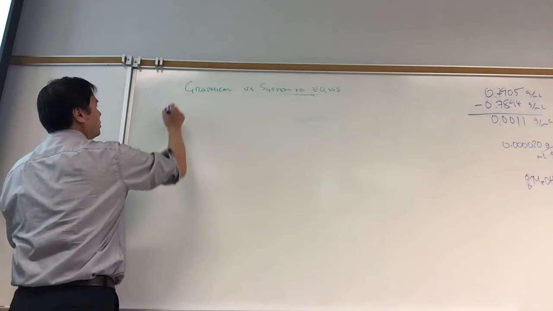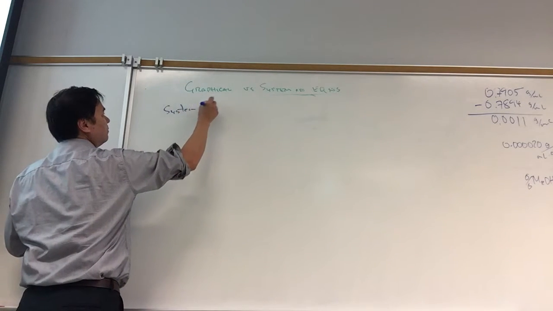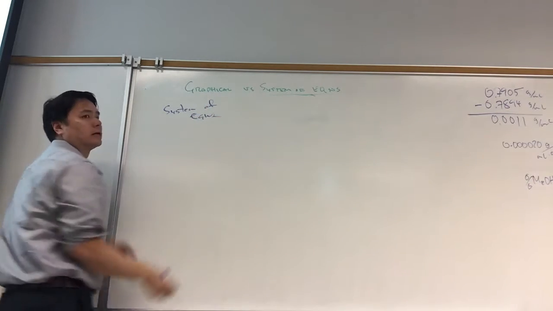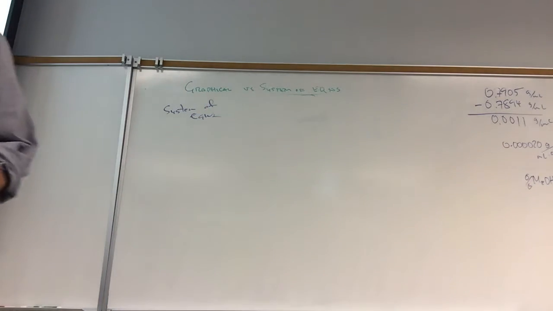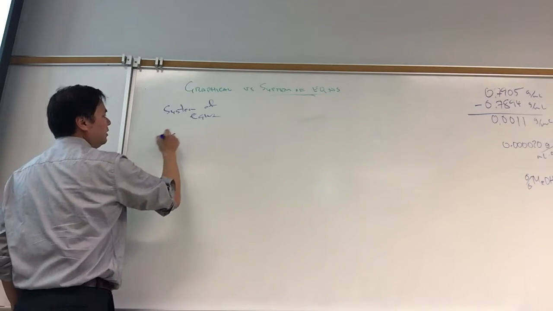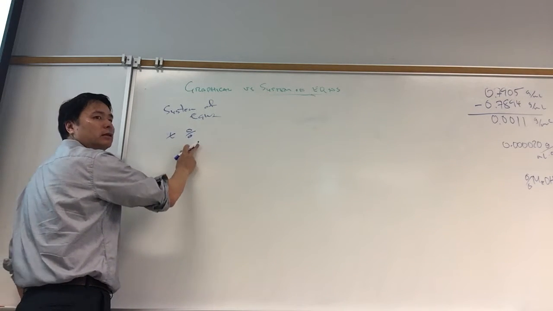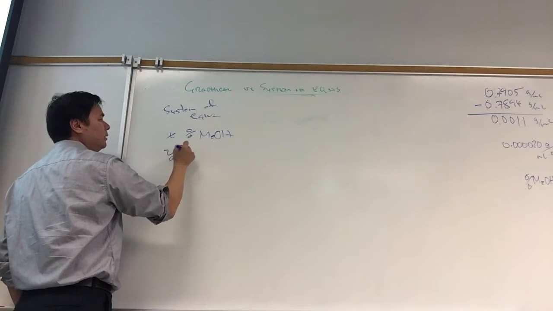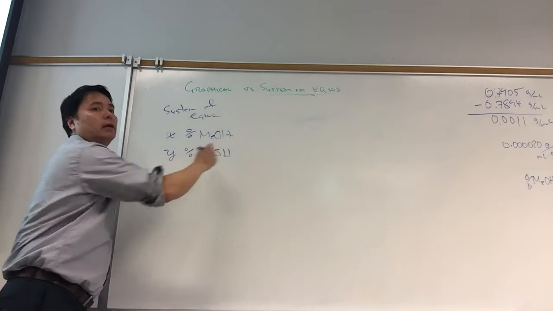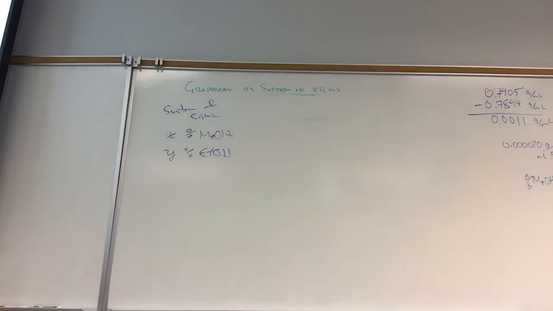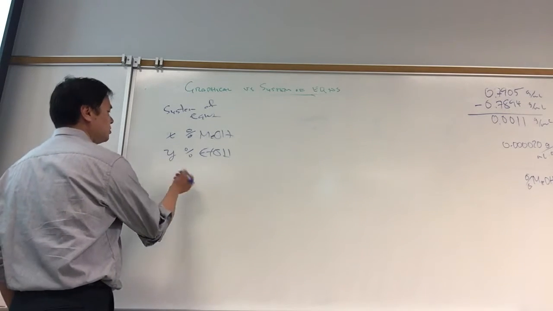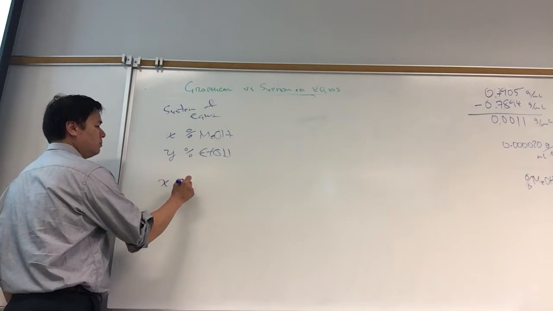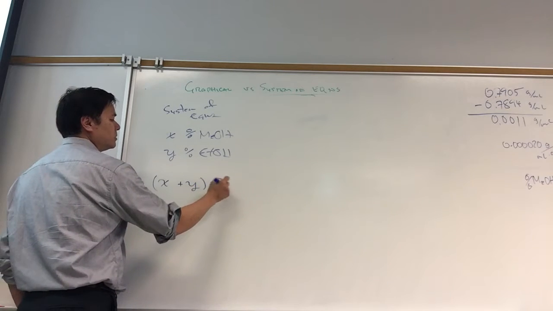So let's look at the system of equations next. And so we have two unknowns. We'll call x percent methanol. Y we'll call percent ethanol. Okay, give me two equations. Well, actually, give me just one equation. Let's start with one equation. X plus Y equals 100. Yeah, good. And so one equation will be x plus y equals 100%.